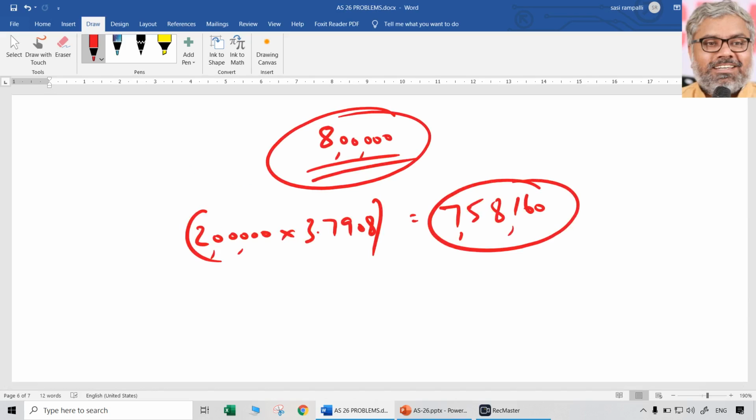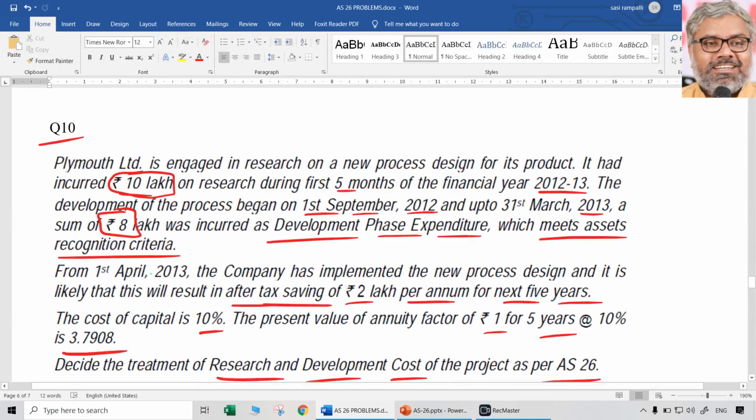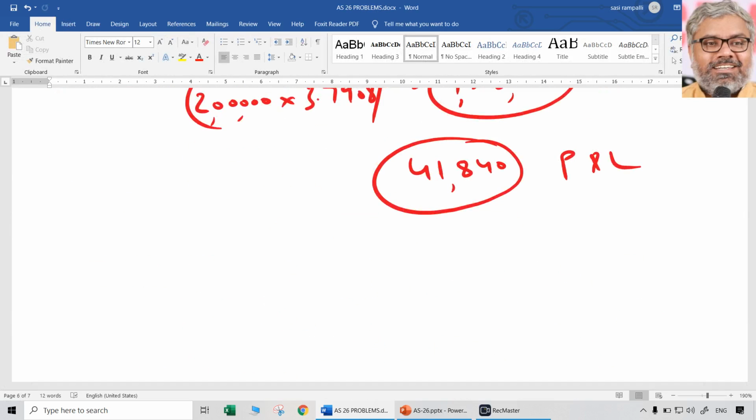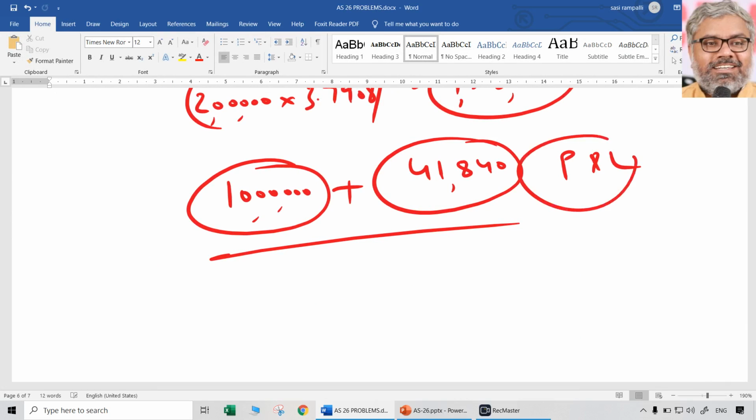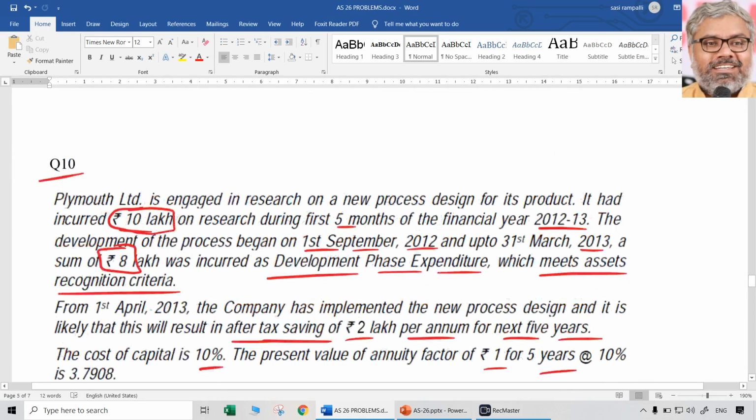The question is, should we recognize the asset at a cost of 8 lakhs or 758,160? Whichever is lower has to be recognized conservatively. 8 lakhs should not be recognized, which means we have to also show about the remaining. What about the remaining 41,840 rupees? Where will it go? Naturally, it will go to P&L. So the research expenditure of 10 lakhs anyway will be going to P&L. That 10 lakhs plus this 41,840 will go to P&L. Whereas 758,160 will be going to the balance sheet as an intangible asset recognized. 7,58,160 is the recognized intangible asset as per AS26.